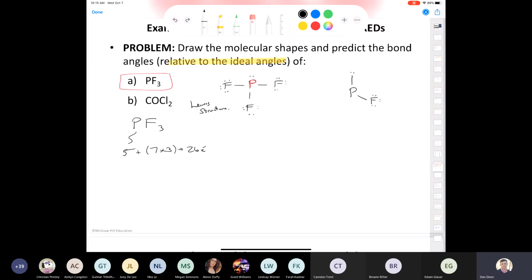Now, to draw the tetrahedron properly, one of the bonds is going to have to be going behind the page like this. And for that, we use a dash. We call this a dash. And this is going behind the page. Like that. And then to draw a bond that's coming out towards us, we draw what's called a wedge. We call this a wedge. And this is coming out of the page.